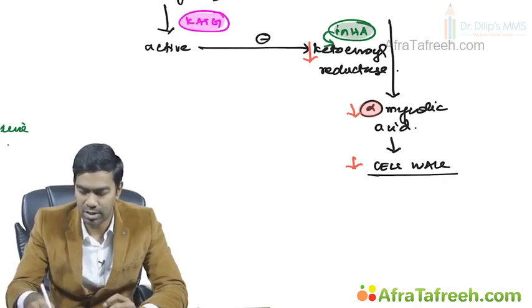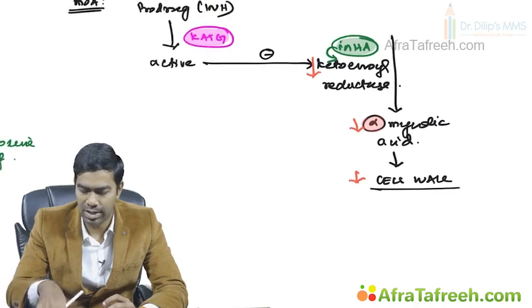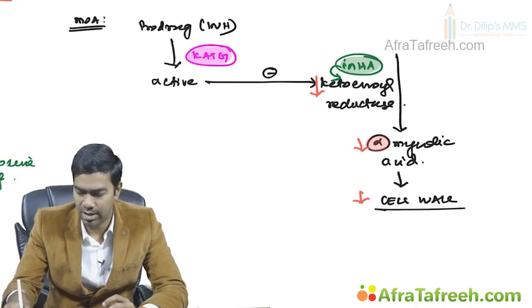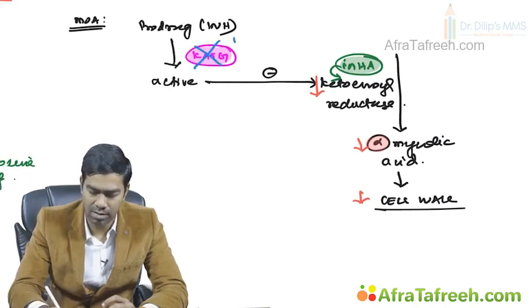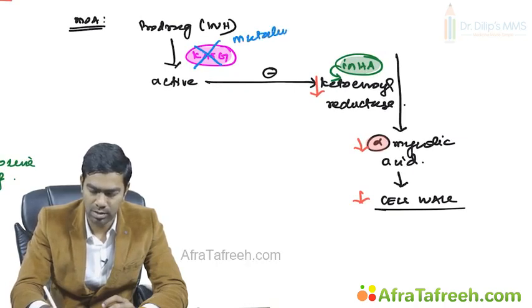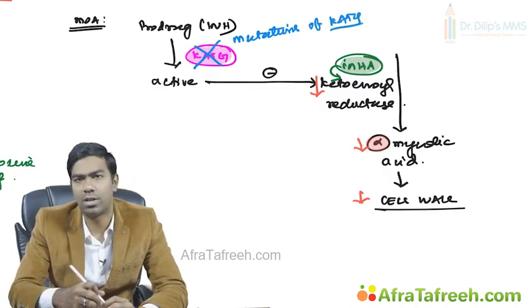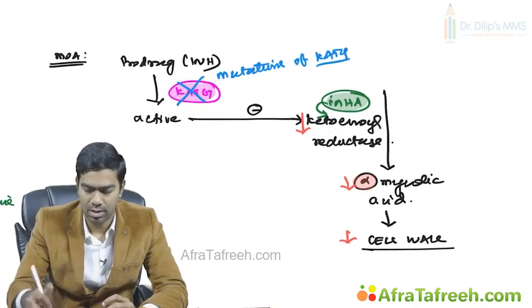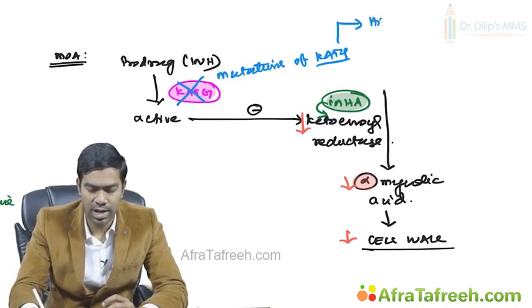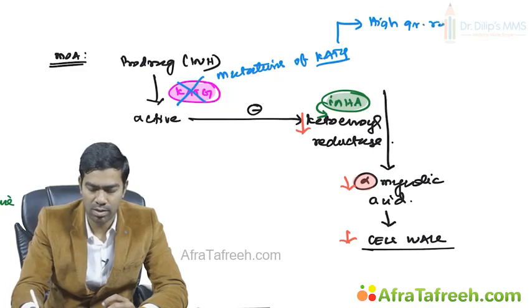So the resistance can come from two areas. One is at the CatG level. So CatG level means they can have mutations of CatG. If you have mutations of this CatG gene, it's generally going to impart a very high grade resistance, point number one, because the INH, which is in the form of a prodrug, cannot be converted to active drug at all. So it's going to be a very high resistance to INH.